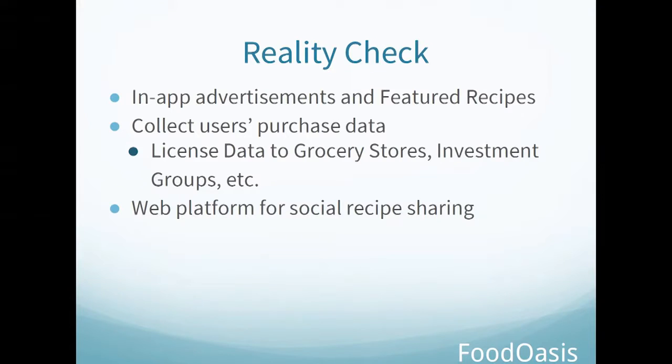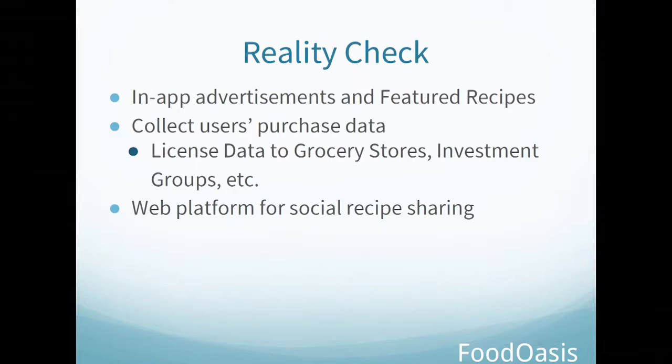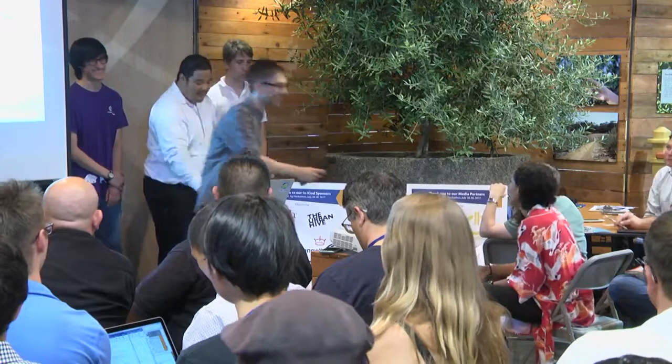We're collecting a bunch of data. We're able to license that to grocery stores, investment groups, especially to fill in food deserts. If you can get the data on areas where there's no providers currently, then boom, you've got a market. Lastly, a web platform for social recipe sharing that will allow us to really get out there. Thank you.